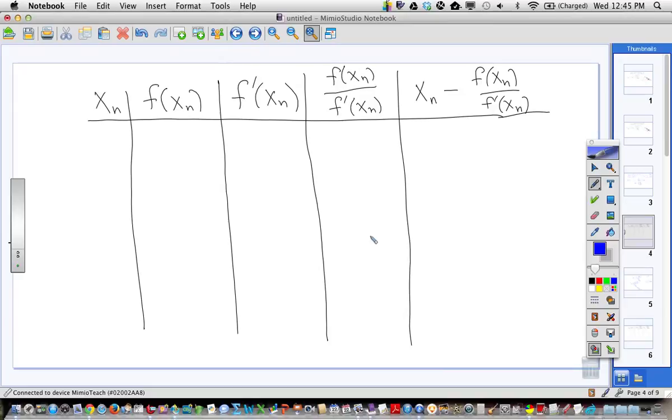Anybody think of one? What would be a function that would cross the x-axis at square root of 2? Or what we're really saying is we want a function whose answer is square root of 2 when we set it equal to 0. There'd be a lot of them.